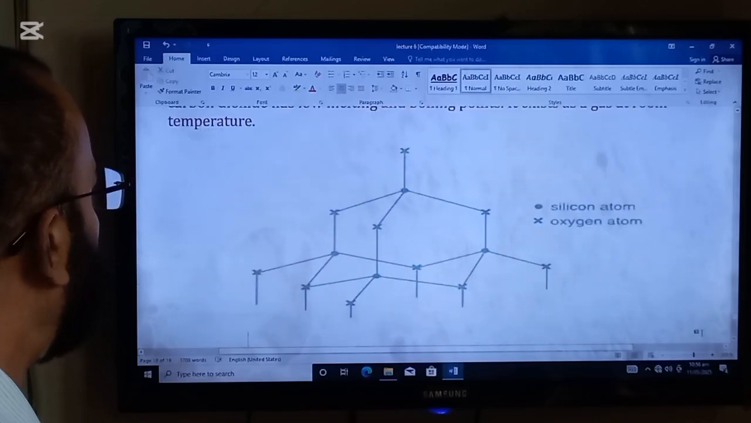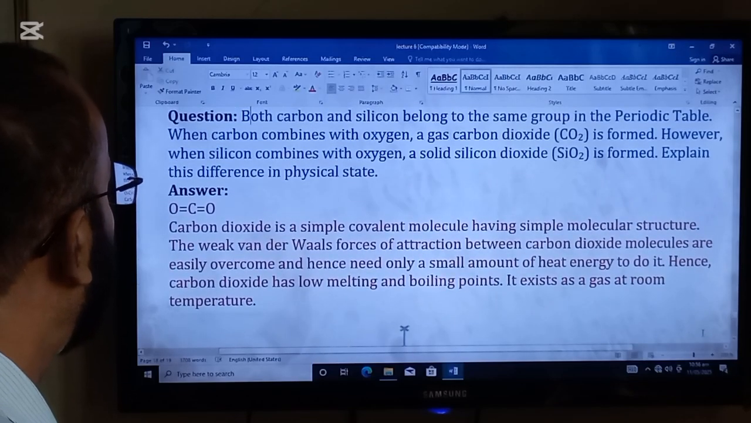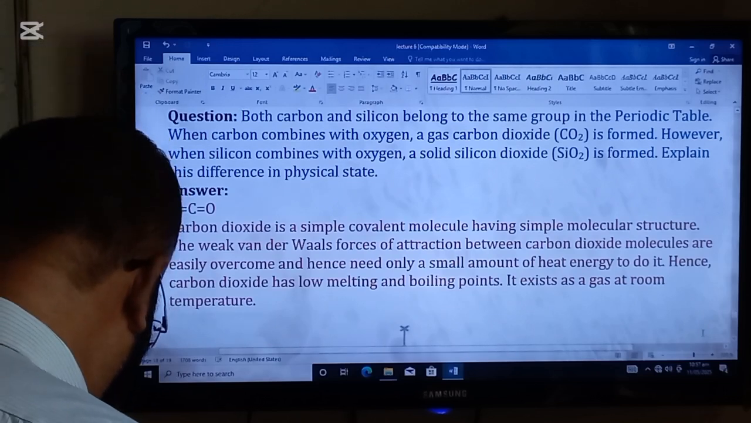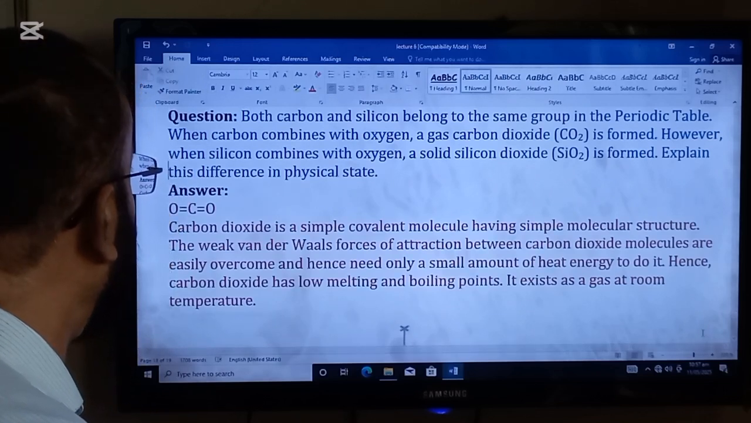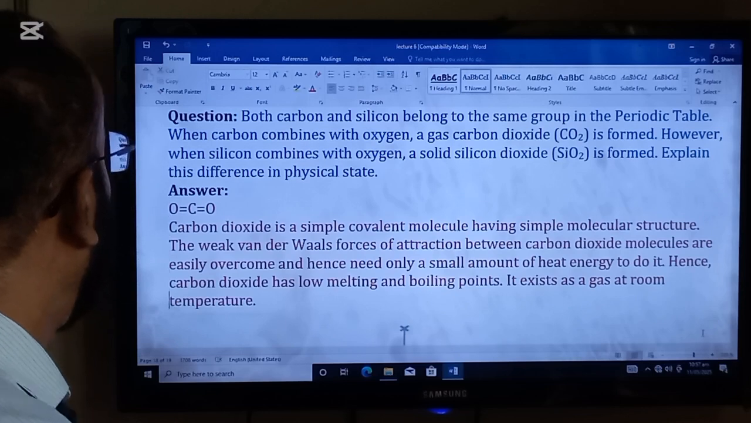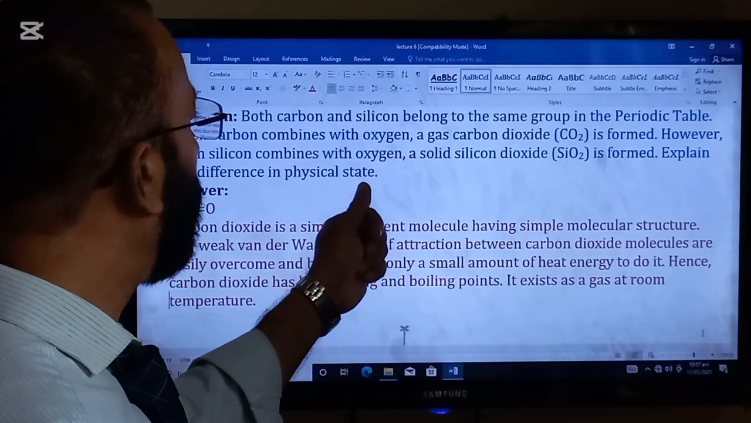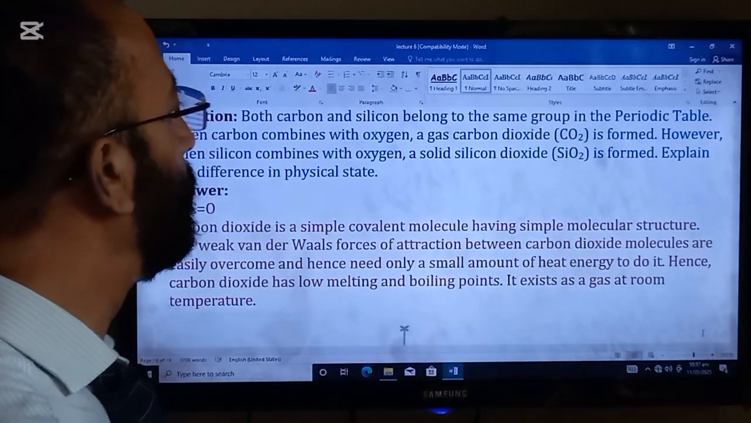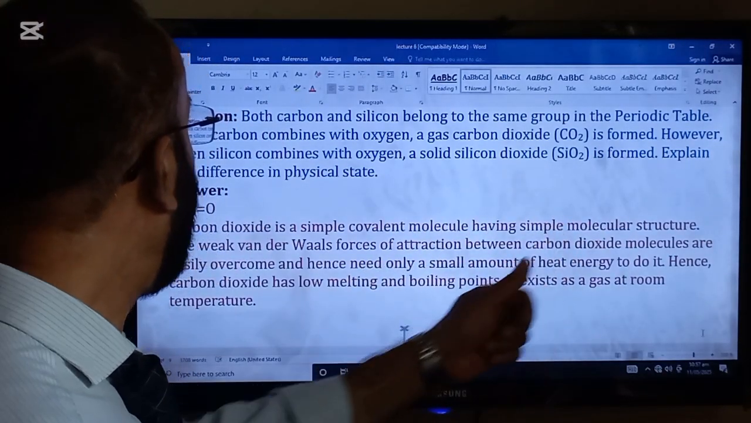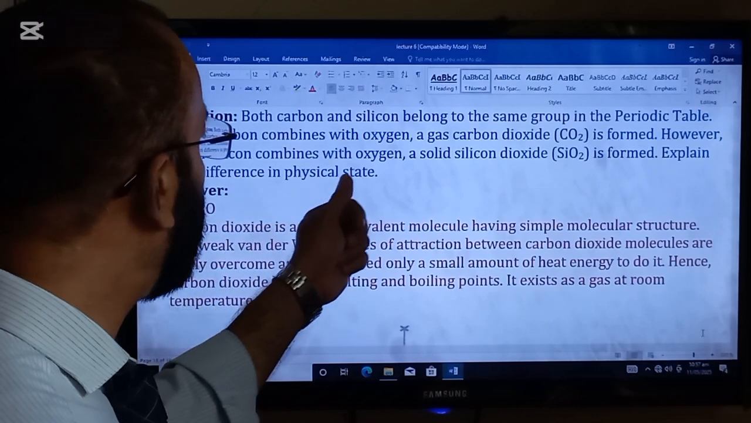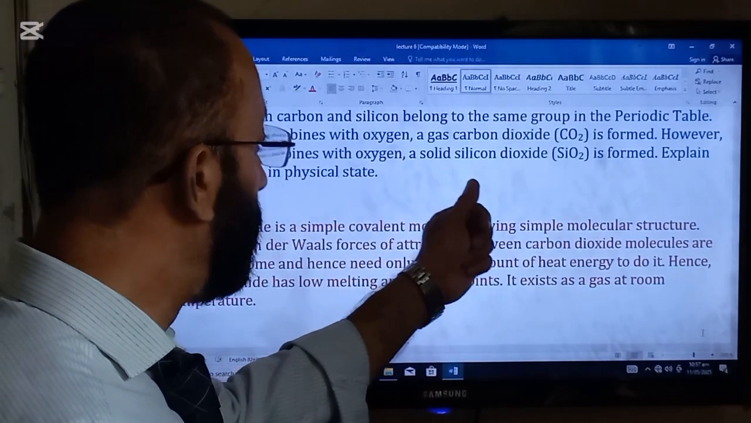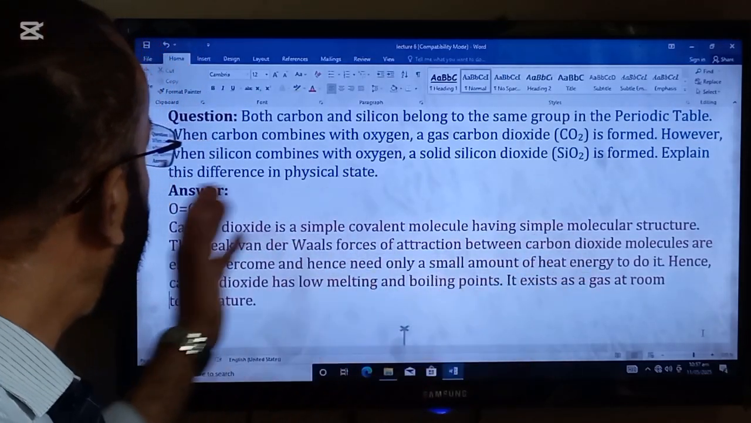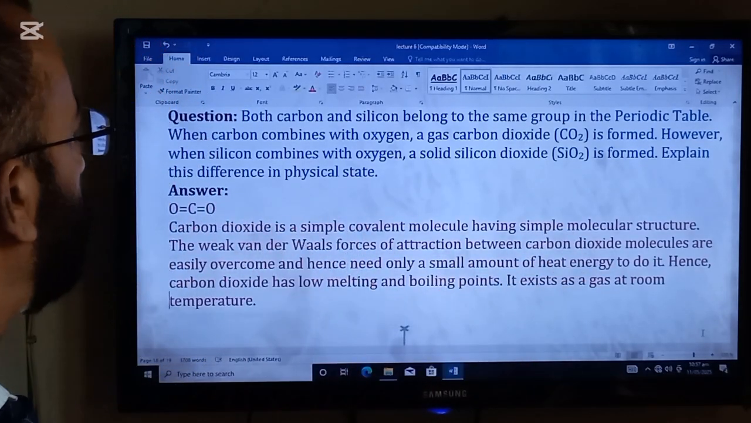And another question is here. Both carbon and silicon belong to the same group in the periodic table. When carbon combines with oxygen, a gas, carbon dioxide, CO2 is formed. However, when silicon combines with oxygen, a solid, silicon dioxide, is formed. Explain this difference in physical state.